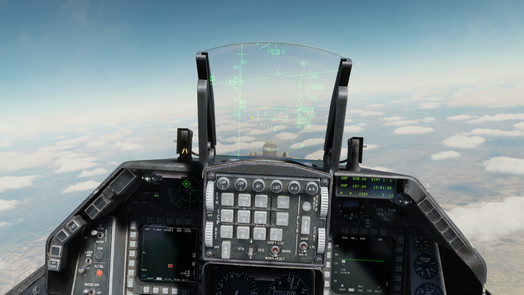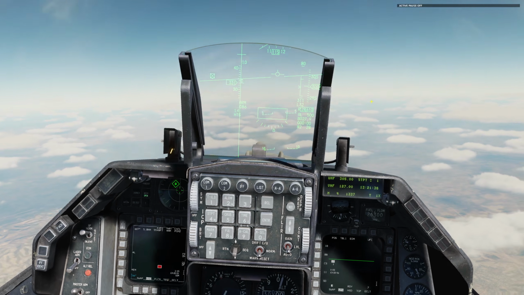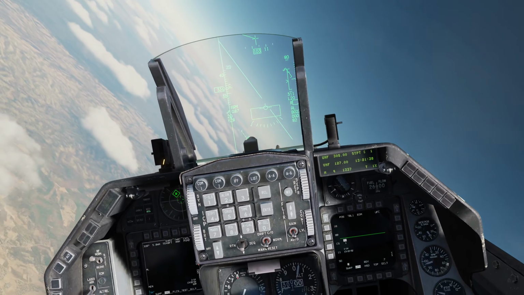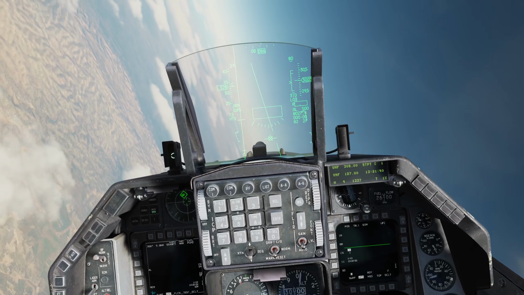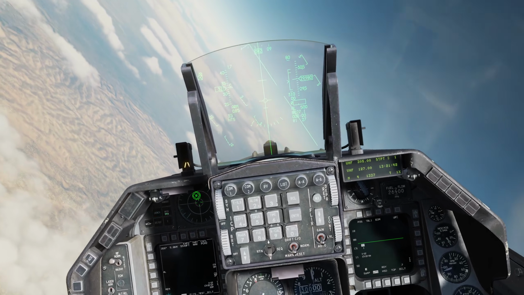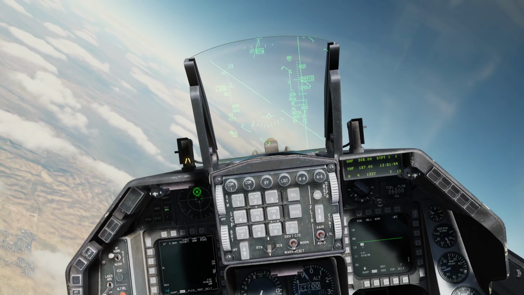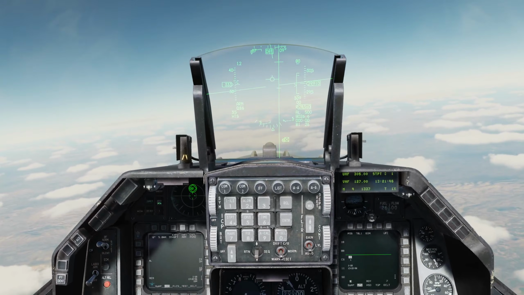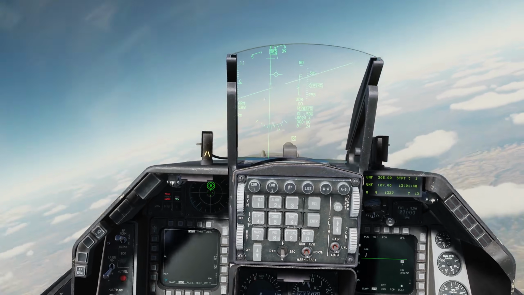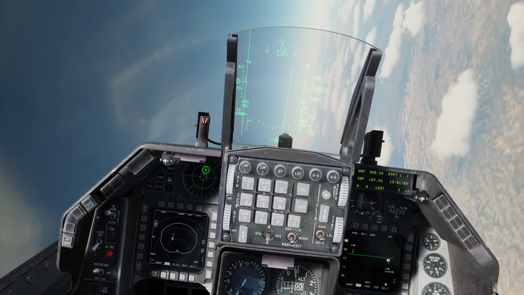Also note that the HARM box is flashing, which means we could launch right now if we wanted to. But let's do this properly. Let's bring ourselves on target and do a good loft. Right, we've just been launched on. Let's see if we can take him out before he takes us out. Magnum, and now off.